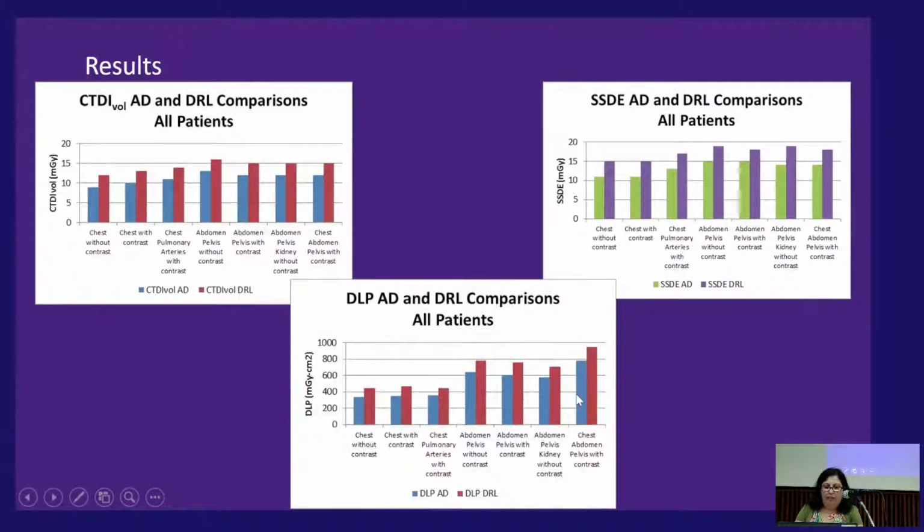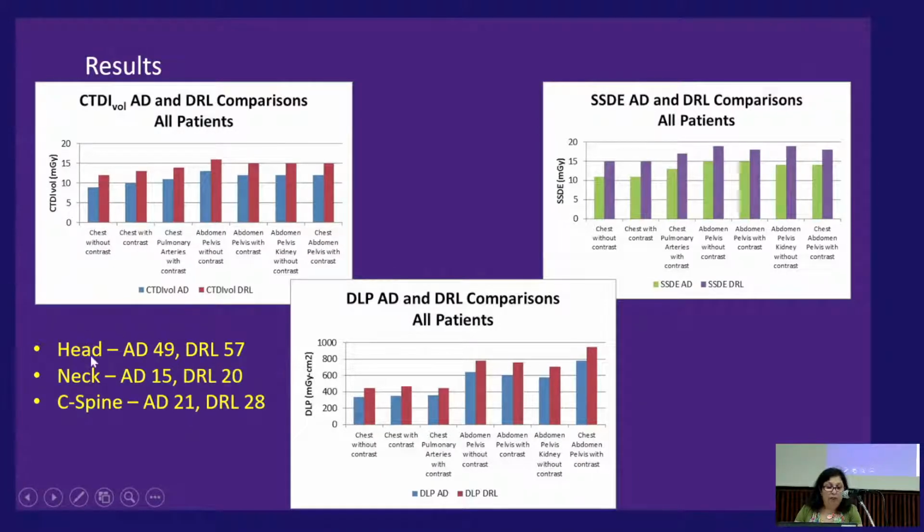And then over here, again, you can see all the way from chest, abdomen, and then chest, abdomen, pelvis. Similarly, CTDIvol, SSDE, and DLP. You get the idea. We have tons of these graphs in the paper so that you can compare your doses to what's in the paper.